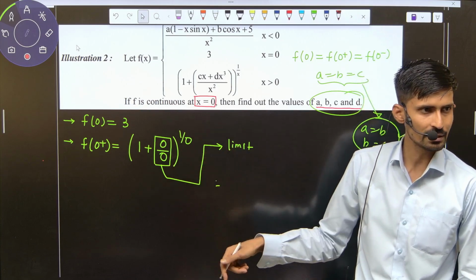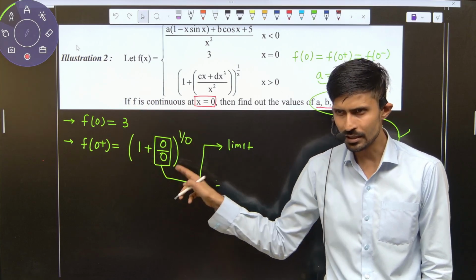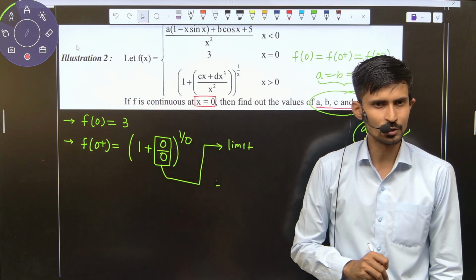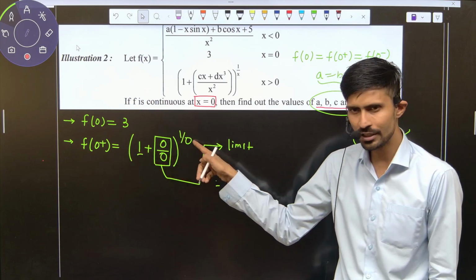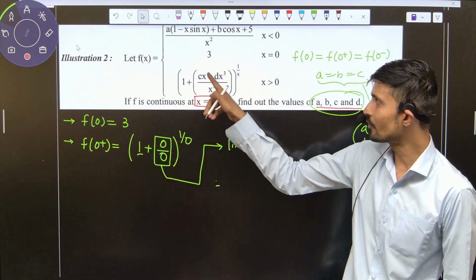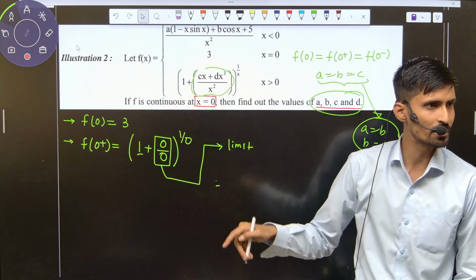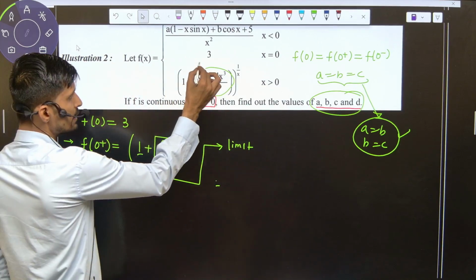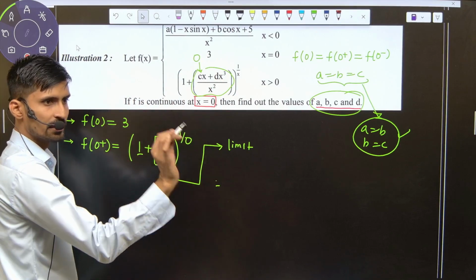Now the thing is, from this total structure, I am getting an idea that it should become 1 raised to infinity. So here 1 is there, here infinity is there. It means 100% it should be 0. Now let's check when this will be 0. What C and D values do I put here so that this whole thing becomes 0? C I need to put 0, and D anything.